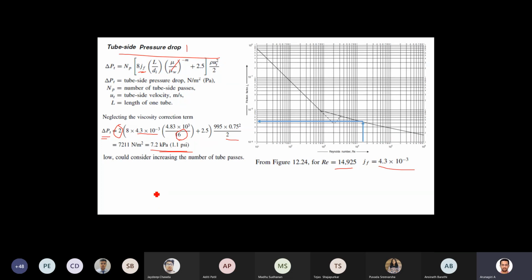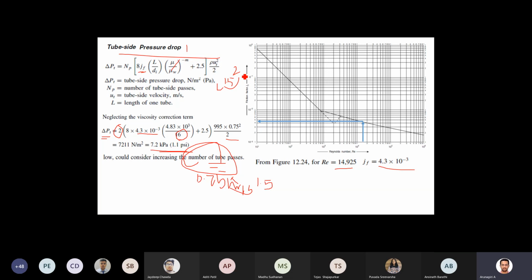Okay. So what you can do, because your velocity is also 0.75 meters per second now, you can increase the number of tube passes. You can increase to 4. So if you increase to 4, what will happen? So this becomes 1.5. So now you see the pressure drop, 1.5 times u t square, 1.5 power.